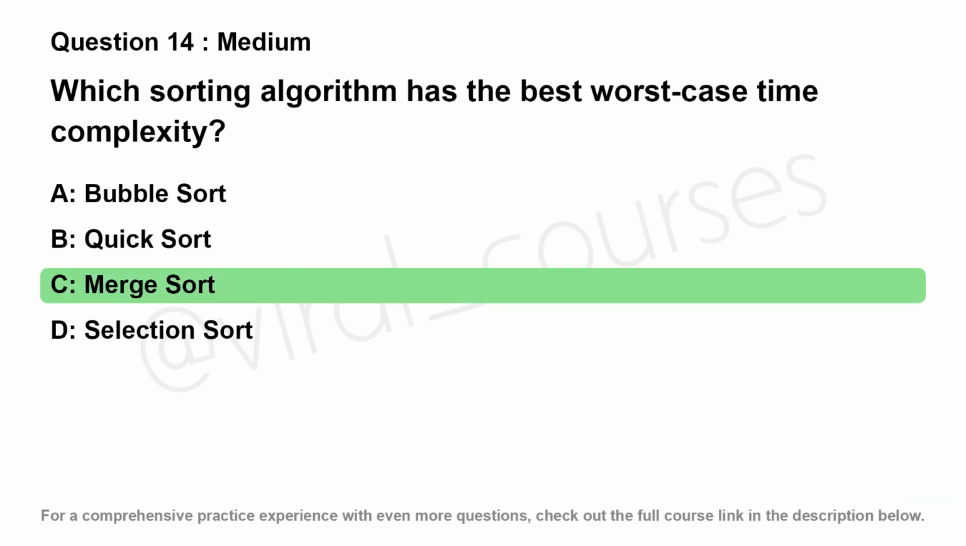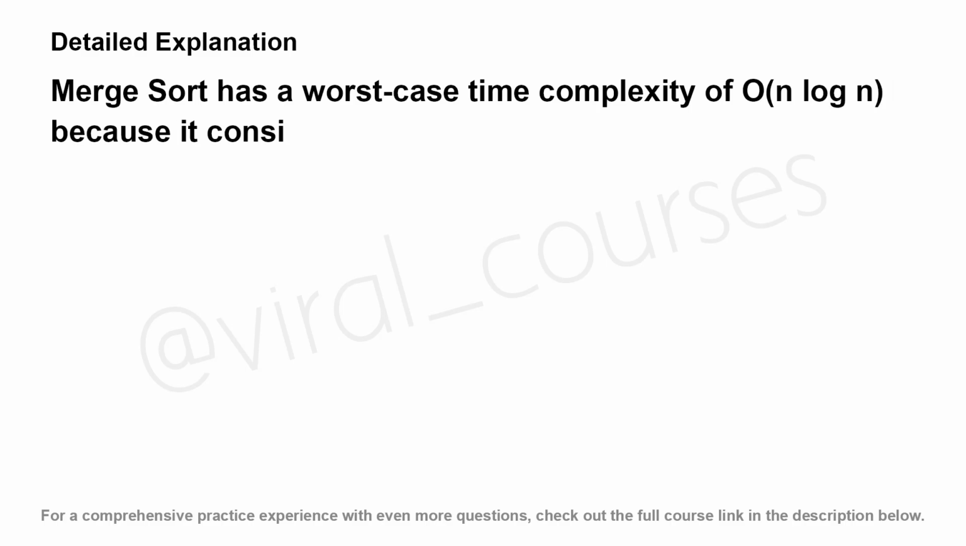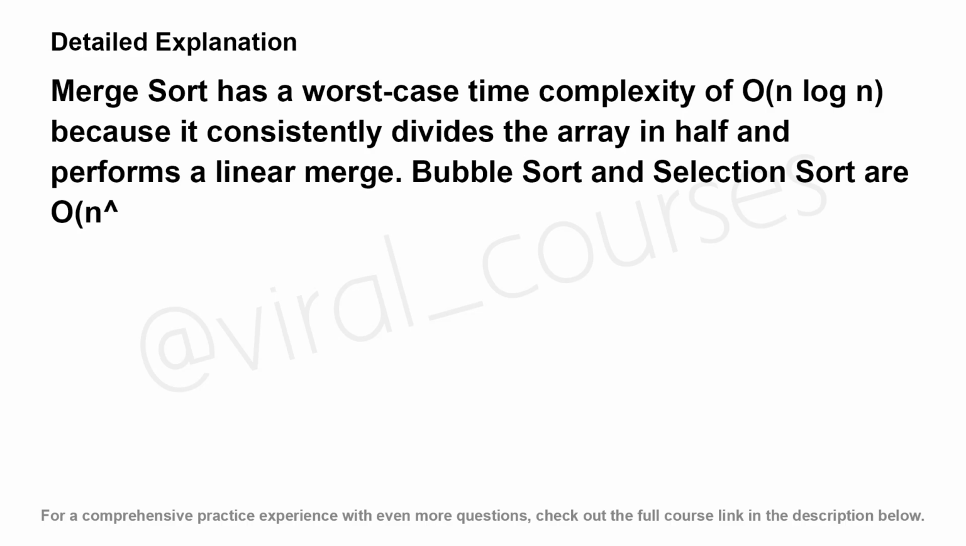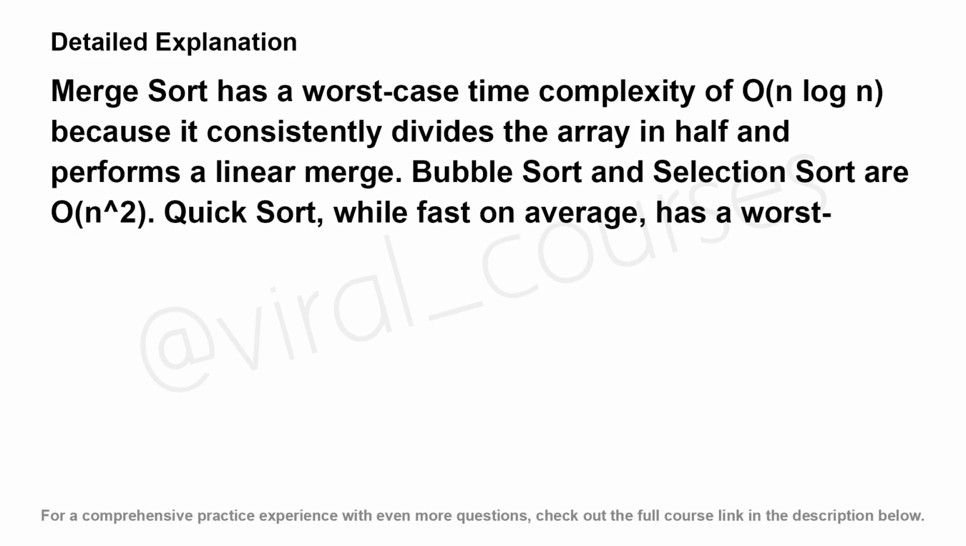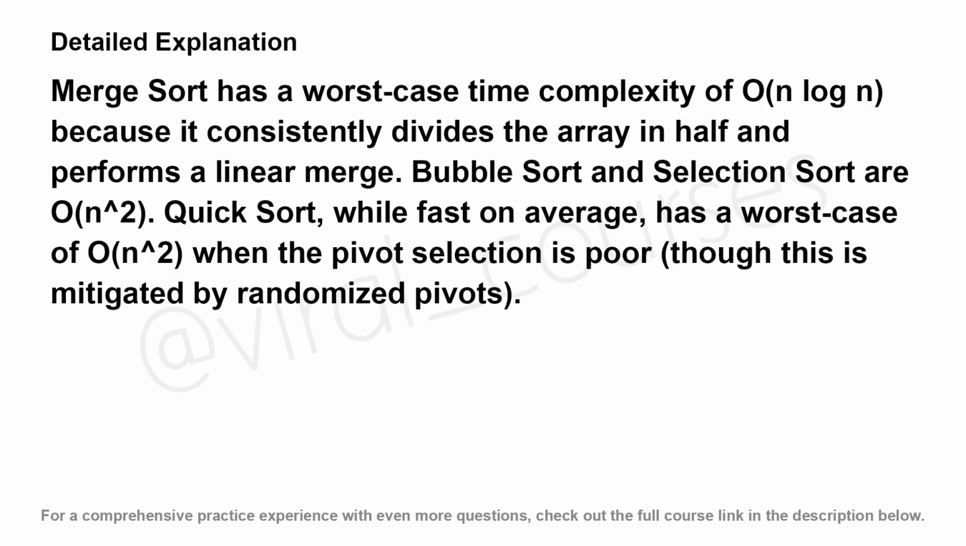The correct answer is C. Merge sort has a worst-case time complexity of O(n log n), because it consistently divides the array in half and performs a linear merge. Bubble sort and selection sort are O(n squared). Quick sort, while fast on average, has a worst case of O(n squared) when the pivot selection is poor, though this is mitigated by randomized pivots.